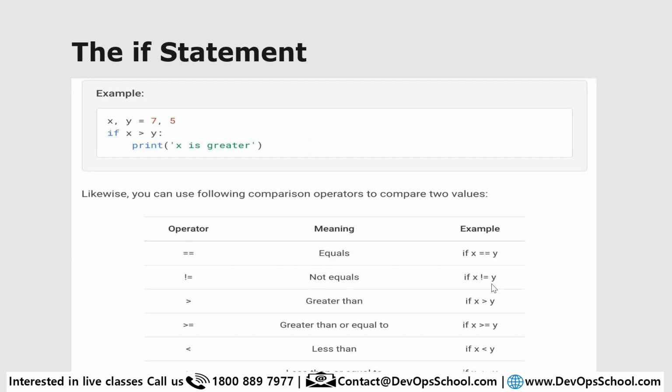Here, look at this one example. x is equal to 7, y is equal to 5. If x is greater than y, then print x is greater. Instead of if x is greater than y, here you can use any comparison operator, which includes is equal to, not equal to, greater than or equal to, less than, or less than or equal to as well.